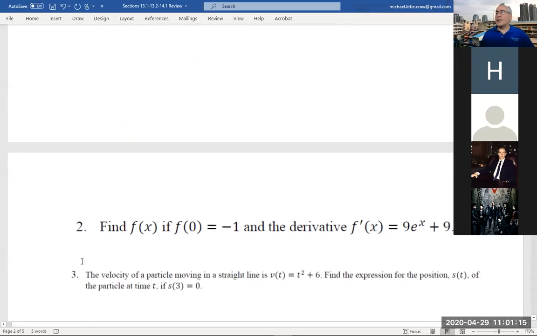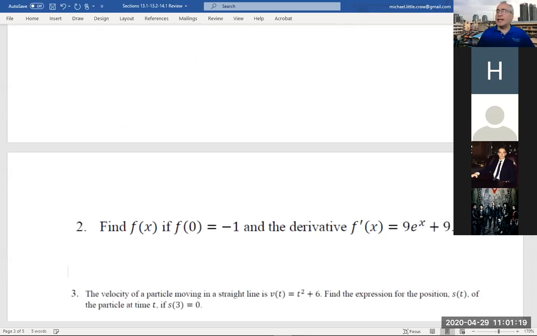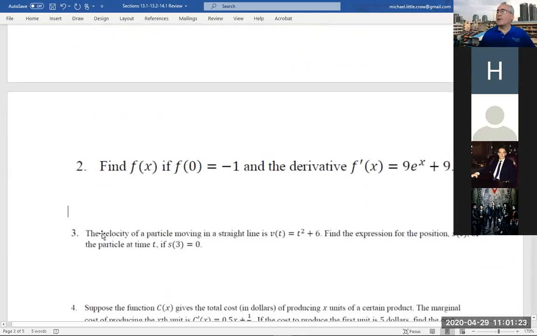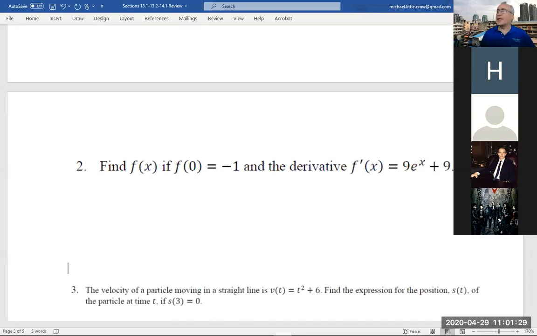Now these next ones, we're doing the same thing, except they're giving us enough information that we won't have to put the plus C. Okay, so we'll go through these 3, and let's see, what are we doing on time? We're doing pretty good, 15 minutes so far.